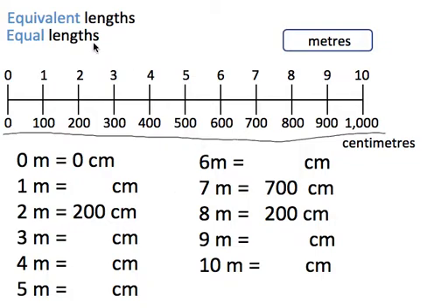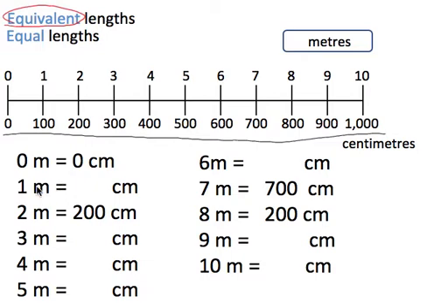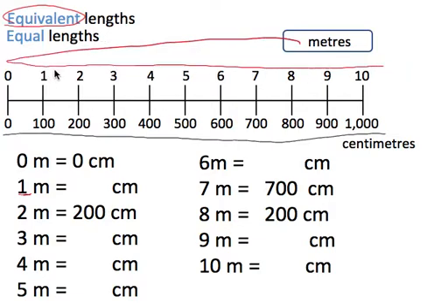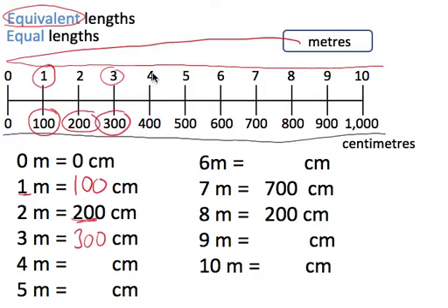Right, so we're finding equivalent lengths, and remember, equivalent means equal or having the same value. So 1 meter, if I look on the chart, all these ones here are meters. I look at 1 meter and it tells me that is 100 centimeters, so I put that in. 2 meters is 200 centimeters. It's already completed. 3 meters, that's 300 centimeters. And 4 meters says 400 centimeters.